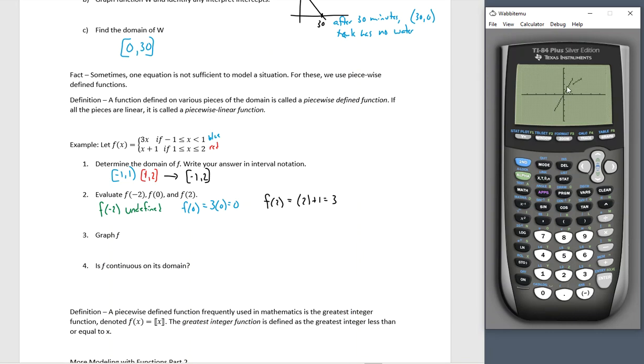And we see this piece 3x from negative 1 to 1, and the part x plus 1 that goes from 1 to 2. So if we wanted to reproduce that on paper, we would draw the graph. When x is negative 1, I'll have a negative 3. When x is positive 1, I'll have a positive 3. That's this part of the line.